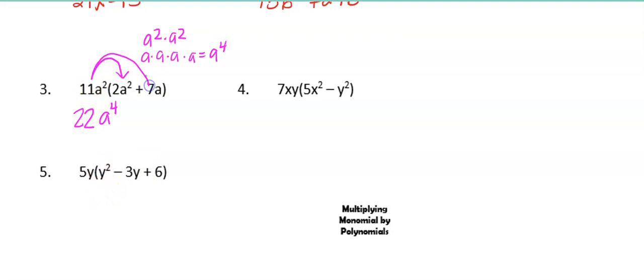Now I'm going to do 11a squared times 7a. So again, that's going to be a positive. We're adding it. 11 times 7 is 77, and then I have 3 a's I'm multiplying by each other.